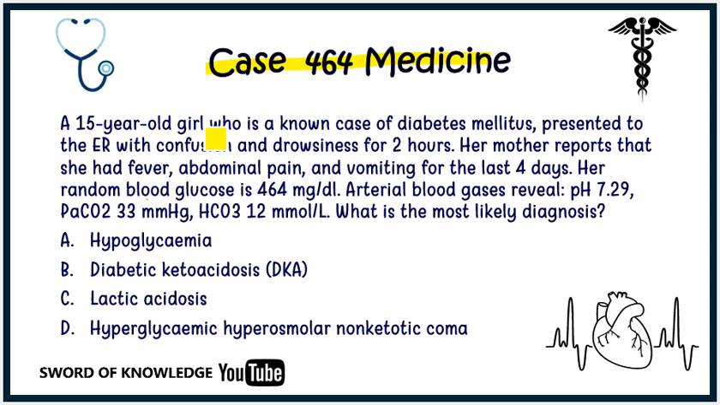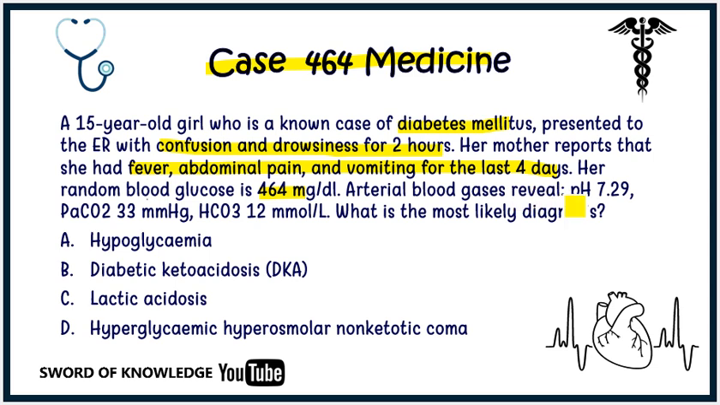A 15-year-old girl who is a known case of diabetes mellitus presented to the emergency room with confusion and drowsiness for 2 hours. Her mother reported that she had fever, abdominal pain and vomiting for the last 4 days. Her random blood glucose is 464. This is our case number also.